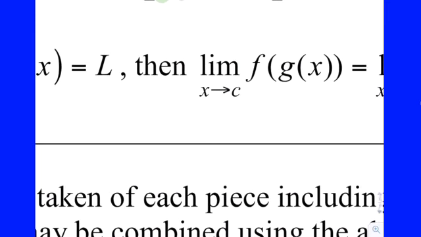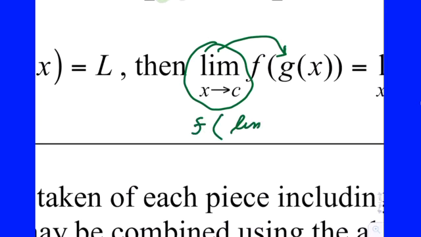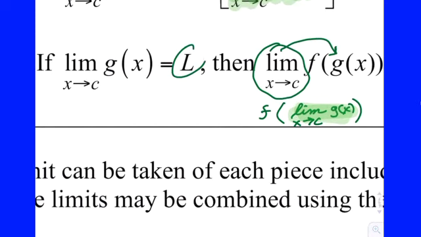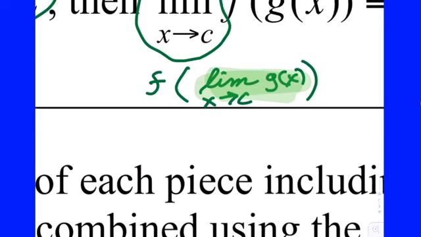So here's what we're going to do. I'm going to write an intermediate step. In the same spirit of what we've been doing, we can take this limit and bring it to the inside. And so this would become f of the limit as x goes to c of g of x. We bring it inside, kind of like order of operations. We would do that first. And of course, we were told that this inside limit is equal to what? We were given that it equals L.